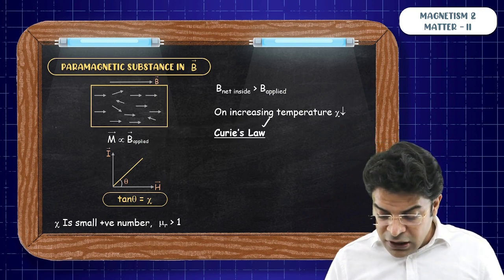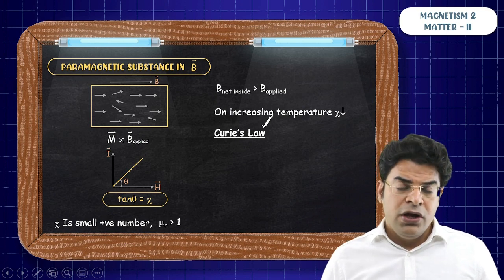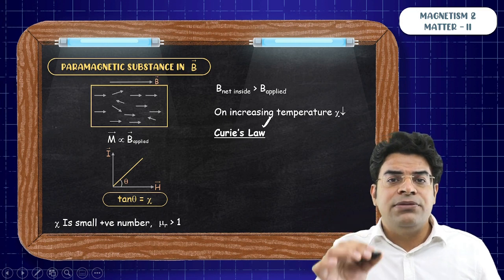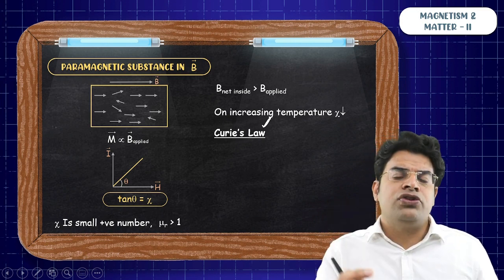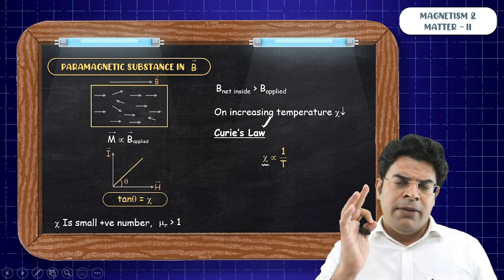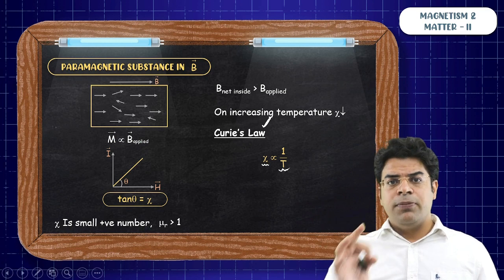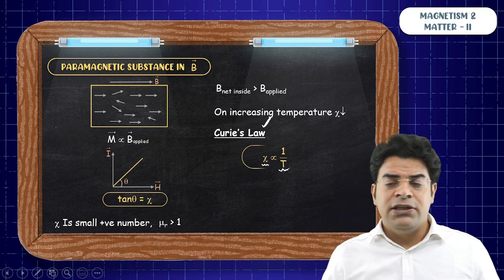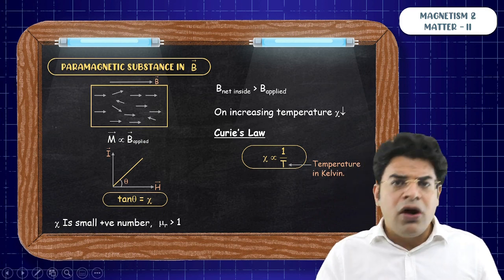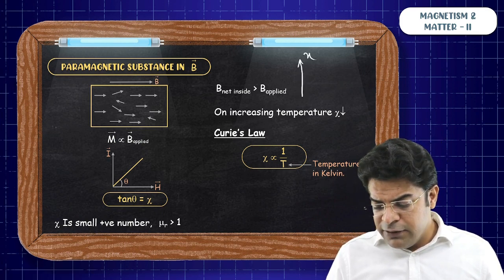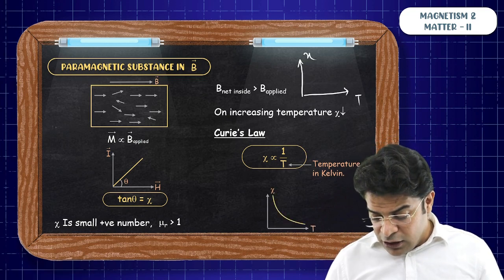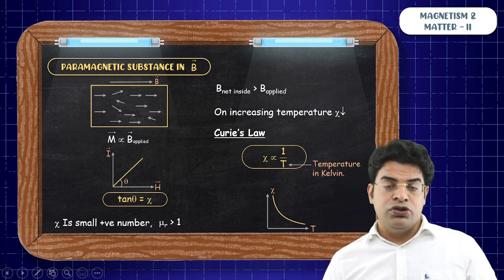And we have got a law regarding this, that's called Curie's law. Curie's law tells us that the susceptibility of a paramagnetic substance is inversely proportional to its absolute temperature. So the susceptibility of a paramagnetic substance is inversely proportional to its absolute temperature, that is the temperature on the Kelvin scale. If we draw the graph of susceptibility versus temperature for a paramagnetic substance, it comes out to be a rectangular hyperbola because they are inversely proportional.